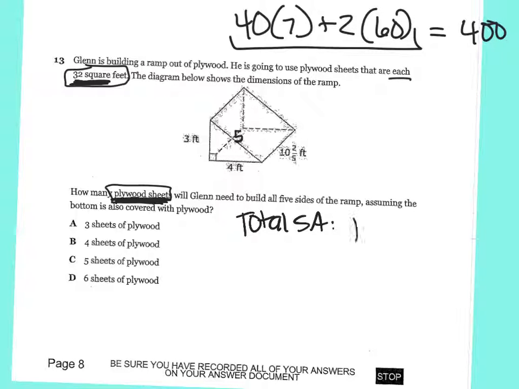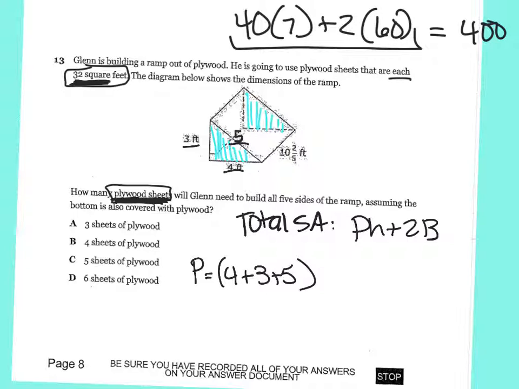And it's a prism, so it's going to be Ph plus 2B. Again, I've got a triangular prism, so my triangles are my bases. So when I find the perimeter, I'm adding the 3 sides of my triangle. So 4 plus 3 plus 5. I don't know why I put it in that order. But that's going to give me 9, 10, 11, 12.